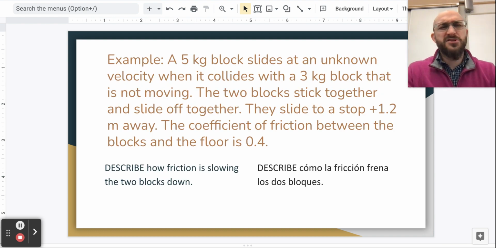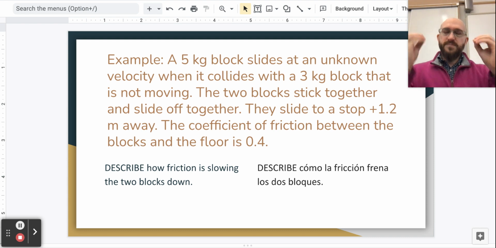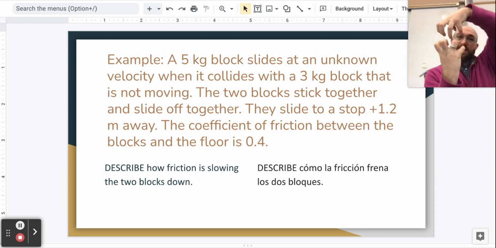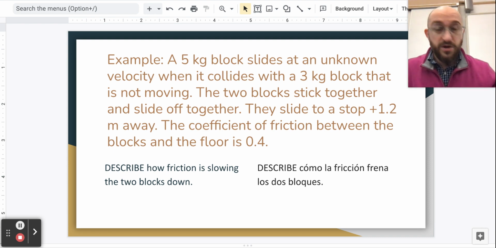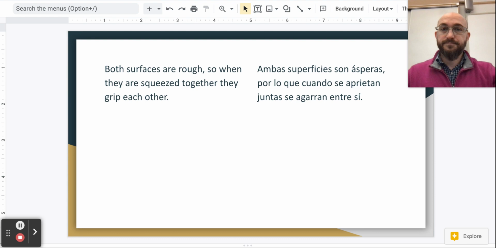But why do they slow down and stop after 1.2 meters? This is because of friction. If you remember, all surfaces are rough. They got these nooks and crannies. And as they are squeezed together, they interlock. As I try to move them past each other, they grab onto each other, which we call friction. And that's what's slowing the blocks down. There we go.